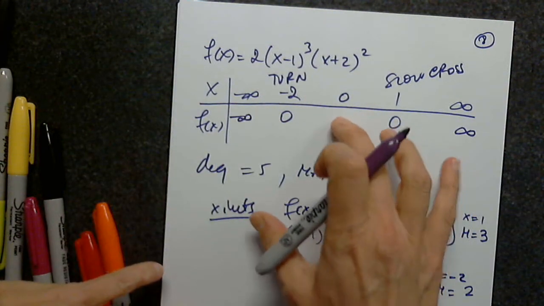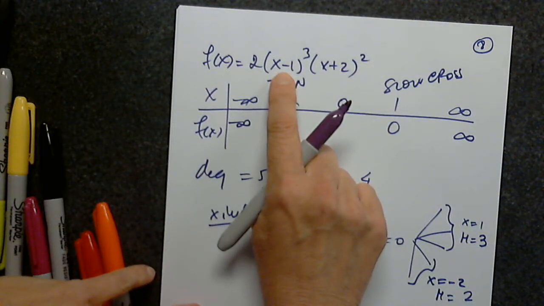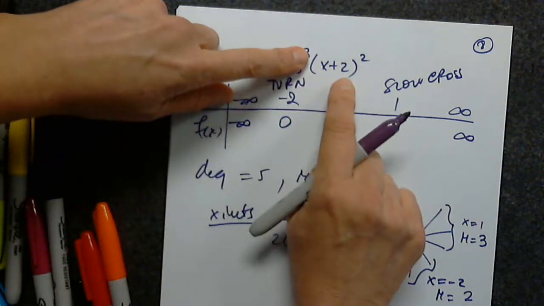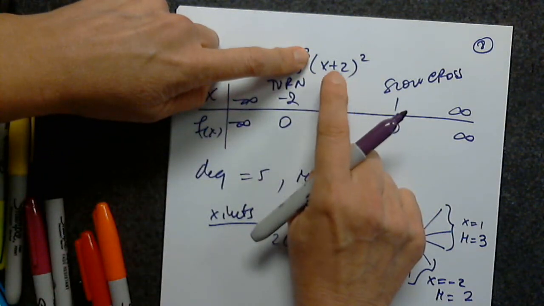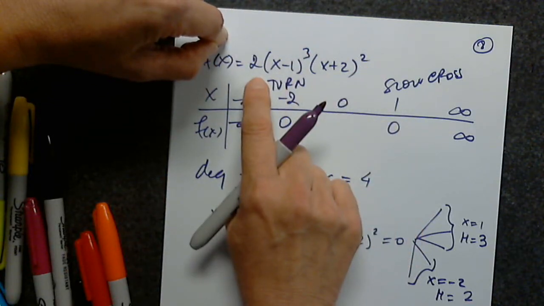So let's determine the y-intercept. 0 minus 1. Good. 2 times negative 1 is negative 2. 0 plus 2, 2 squared. So 4 times negative 2.